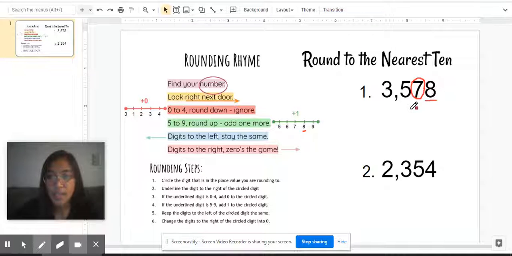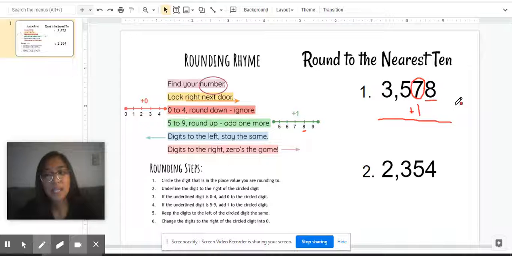So I'm going to write down a plus 1 underneath the 7. And the reason why it's underneath the 7 is because we are rounding to the nearest tens place. So you have to make sure your place values are aligned. And my plus 1 is underneath the tens place. Once you have that down, you can go ahead and add 7 plus 1 is 8, and move on to the next part of the rhyme. Digits to the left stay the same. To the left of the 7, or the circle digit, is 3 and 5, and it tells me I should just drop those down and keep it the same.